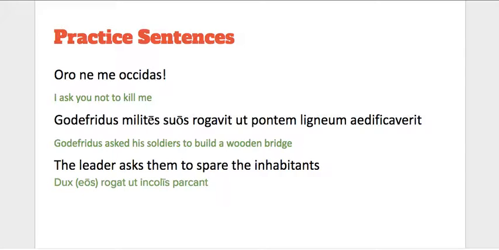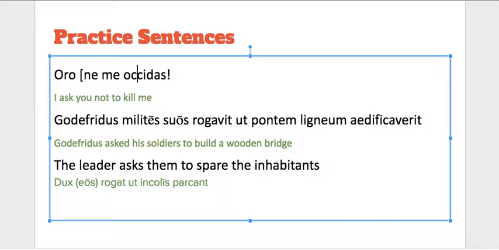Oro ne me occidas. We see that with ne, we finally have a negative imperative, a negative command that we're reporting. Oro, we start with our main verb, oro ne me occidas. A good thing to do would be to put a box here to know, all right, this is going to be ne to the next verb. It's going to be my subordinate clause. I ask, and now who am I asking? If there's not an accusative before the ne, I know I have to get the person I'm asking from the subjunctive verb. I ask you, because that's an S ending, not to kill me. Oro ne me occidas. I ask you not to kill me.